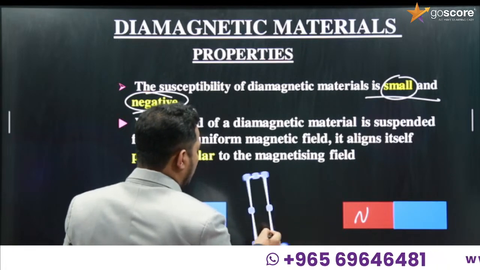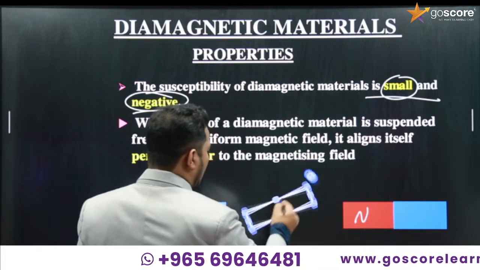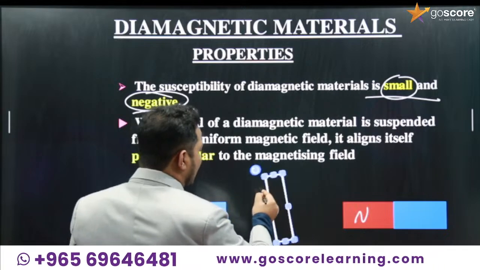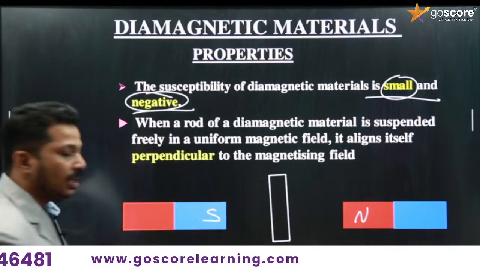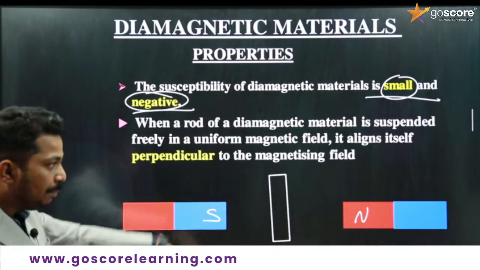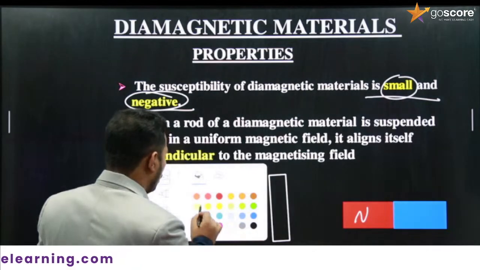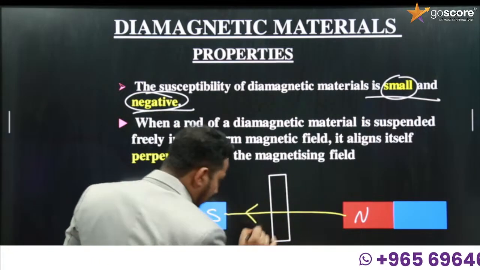So imagine that this is a diamagnetic material placed in a magnetic field. Whatever position we have placed this diamagnetic material in, it itself aligns perpendicular to the external magnetic field. What does this mean? There will be a magnetic field from the north to the south pole, right?